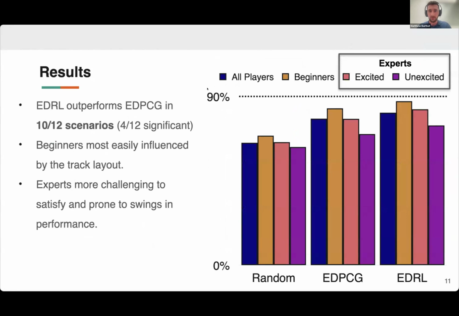So very quickly, in terms of results across all those scenarios, on average, we saw that our approach, being EDRL, outperformed obviously the random agent, but also search-based PCG in 10 out of 12 of the scenarios. And we found that mostly it was the beginners who were easy to tailor content to in terms of circuit design, whilst the experts were a bit more challenging. There were certain scenarios for experts that were easier to generate for, whilst others proved to be quite difficult.